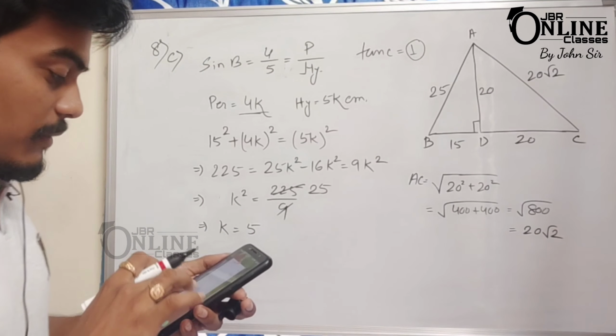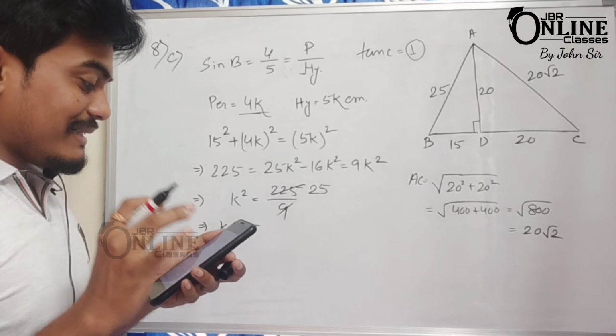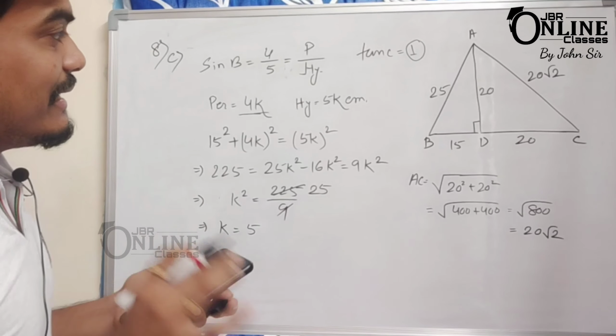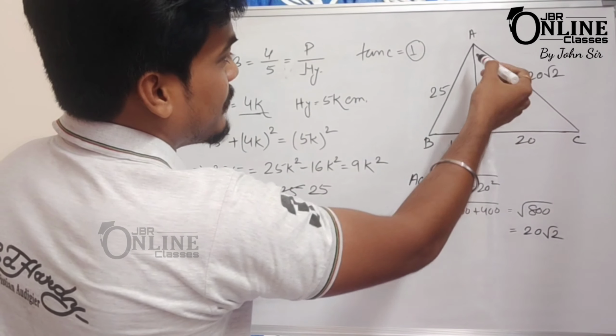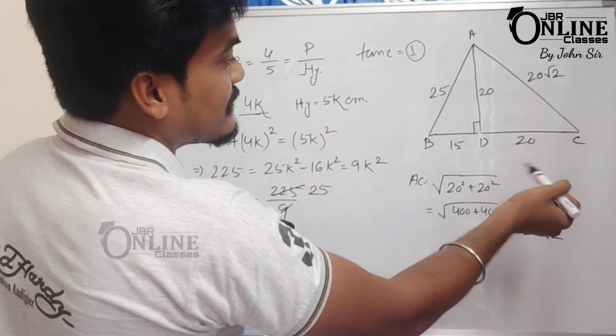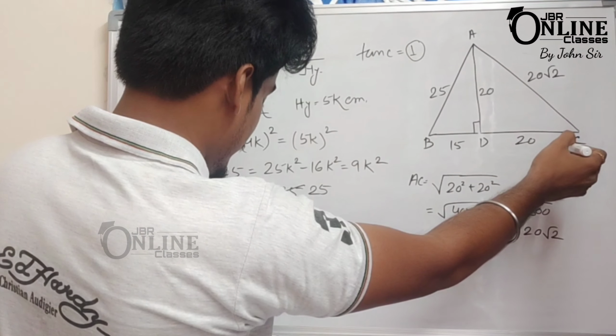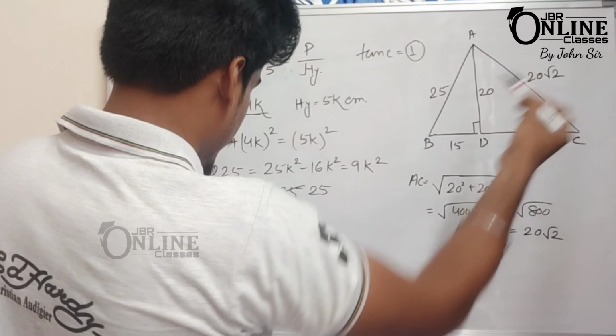Now here the first problem. First calculate AD, BC, DC and AC. So here AD equal to 20, then AB equal to 25, then DC equal to again 20 and then AC equal to 20 root 2.